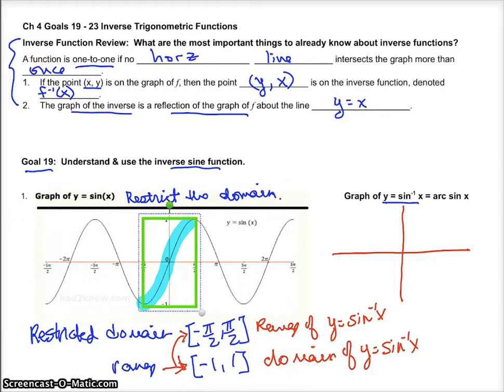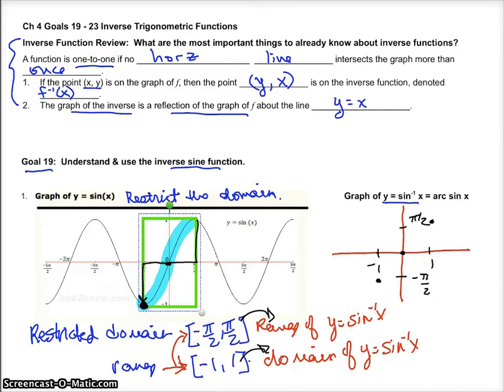Well, let's use that information to sketch a graph here. So we know that negative pi over 2 to positive pi over 2 is now our range, and negative 1 to 1 is now our domain. Then I'll take these ordered pairs from y equals sine of x. This ordered pair is negative pi over 2, negative 1, and swap it. Now we will go left 1, down pi over 2. 0, 0 stays put. And then we'll swap negative pi over 2, 1 to 1, positive pi over 2.